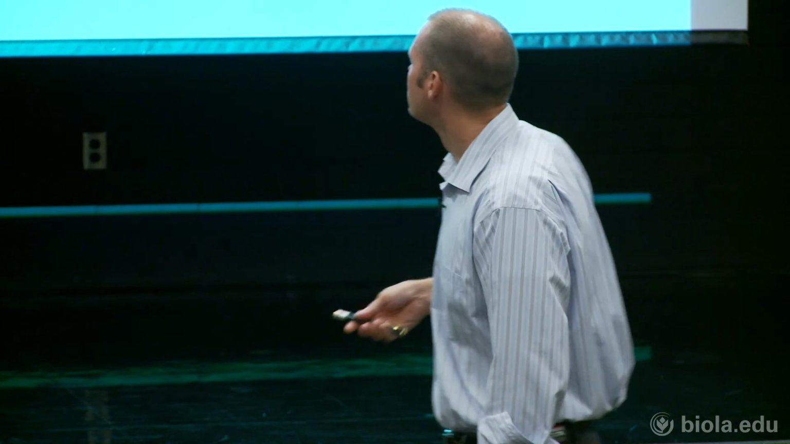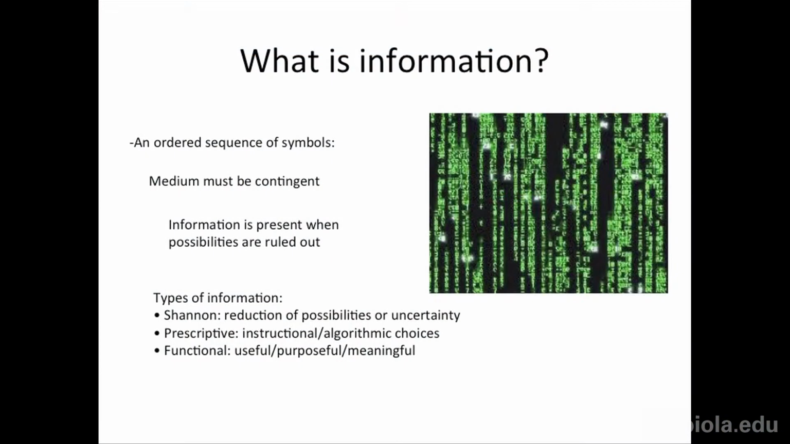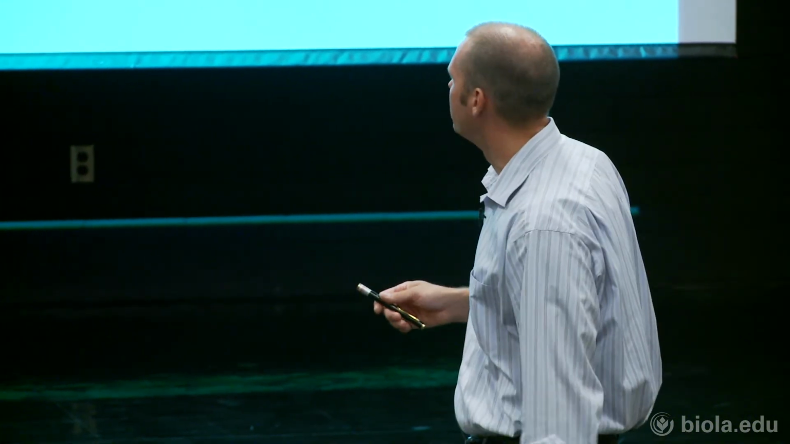Okay. So the first type of information is called Shannon information. Shannon information is the reduction of possibilities or the reduction of uncertainty. Basically, it's just saying there's a pattern, right? Maybe the pattern's repeating, and maybe that can come about by naturalistic processes, but at least there's a pattern that's eliminating other possibilities. I'll give you examples of this in a minute, but let's just get the definitions down first.